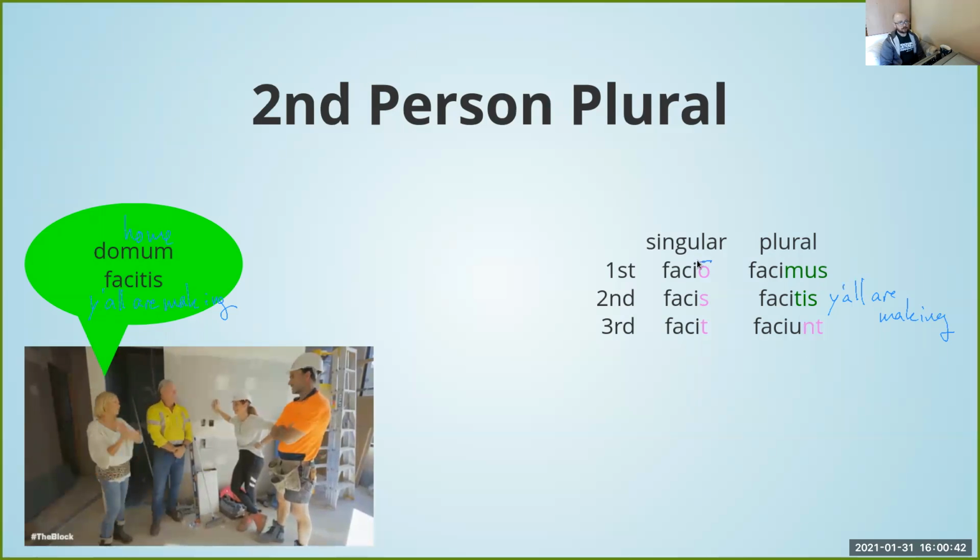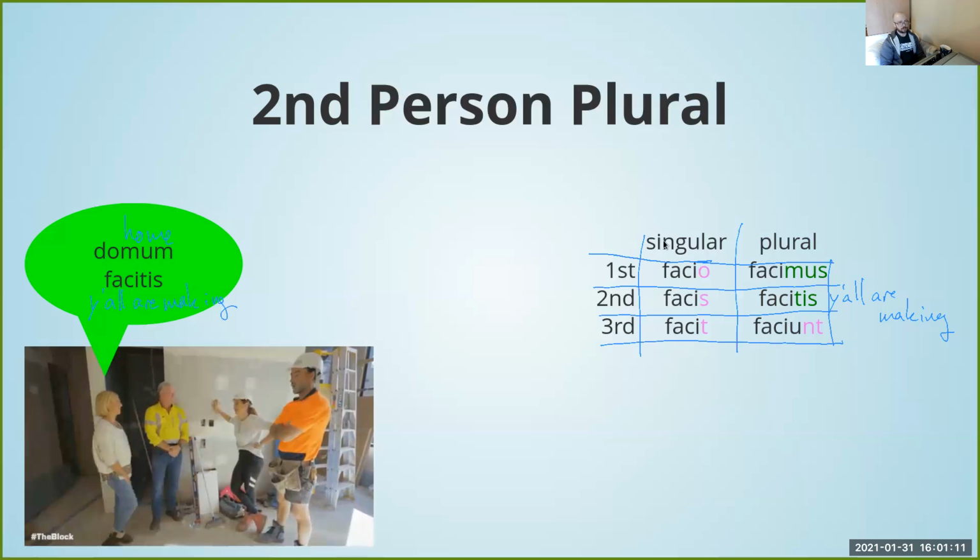So our endings altogether are o, s, t, mus, tis, nt. You can come up with a mnemonic to try and remember those. Very often in Latin grammars and in other Latin courses, you will see that this chart is the regular presentation of verbs and their endings. These six cells with the title singular and plural, and then the labels for the rows for first, second and third. Very regular presentation of the verbs.